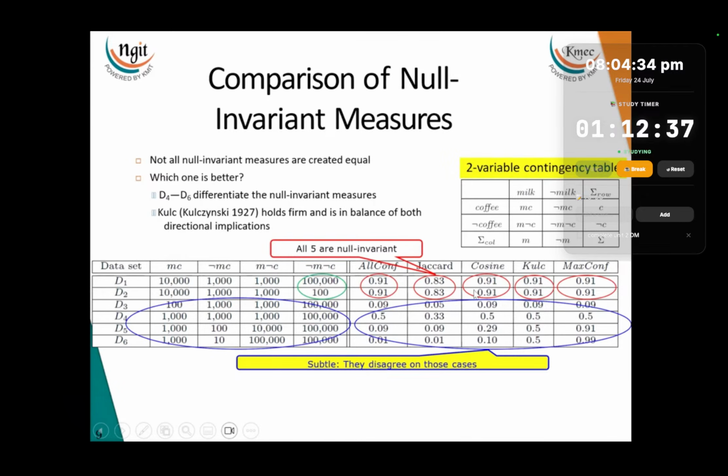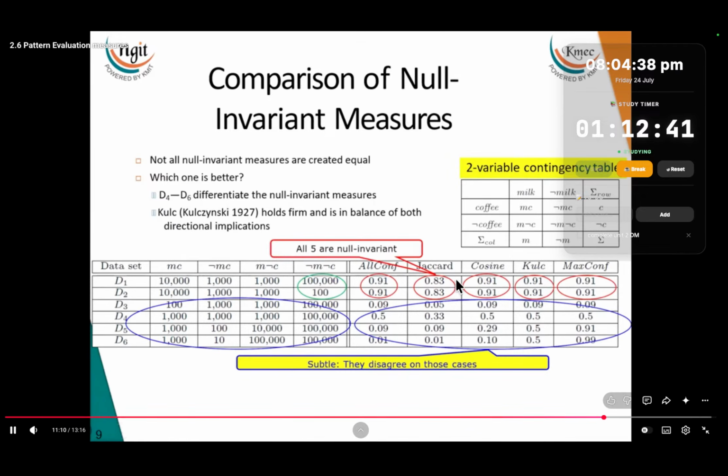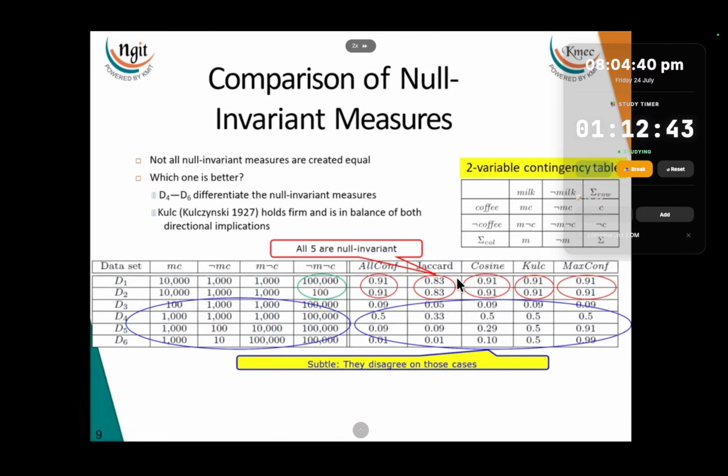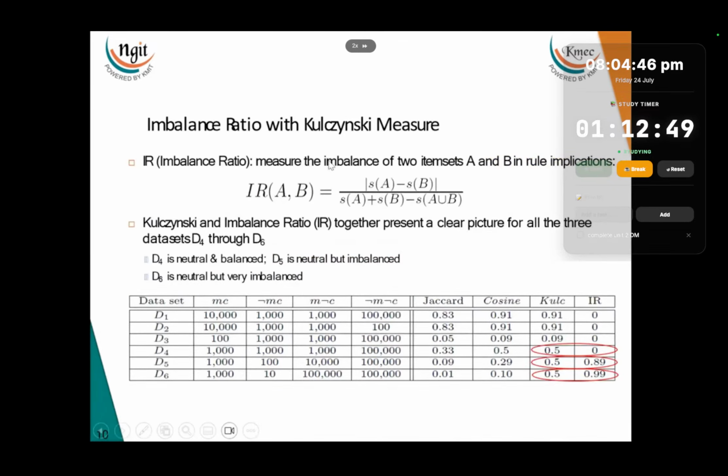So here, we can say that this Kulczynski holds firm and it has a balance in both implications, meaning if we have low transactions or too many high transactions, then this Kulczynski will provide the better interestingness measures. Along with this Kulczynski measure, there is the imbalance ratio. This imbalance ratio can be calculated as the support count of A and B, where sigma relates to the data attributes which are present, right? Here, divided by support of A plus support of B, and then minus support of A and B. So we can calculate the imbalance ratio using this formula.